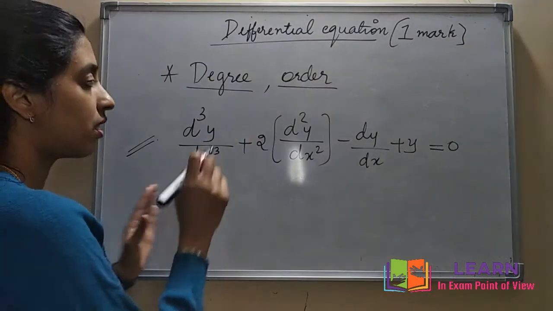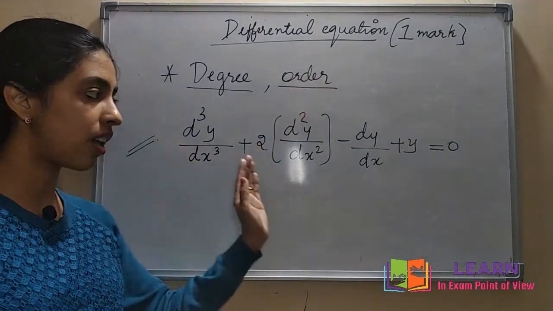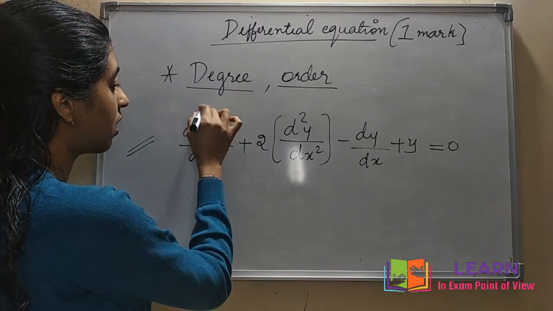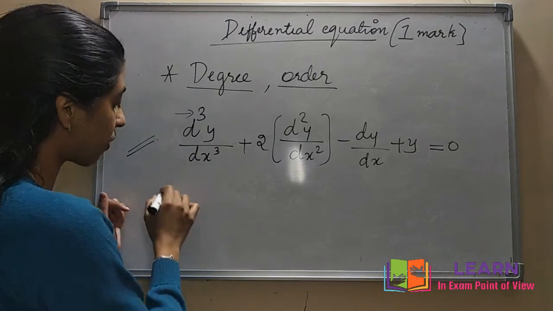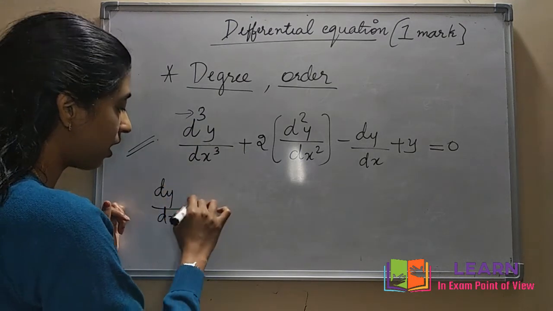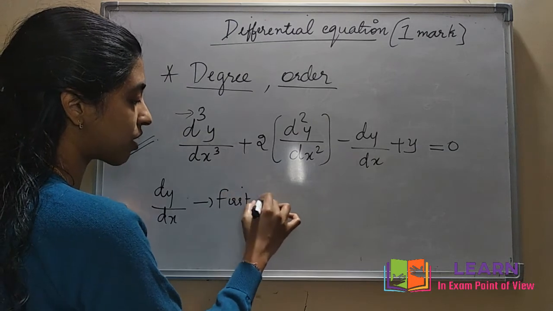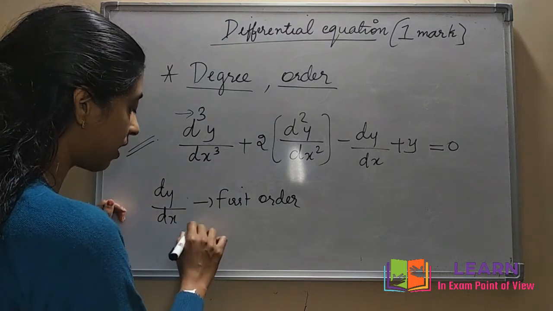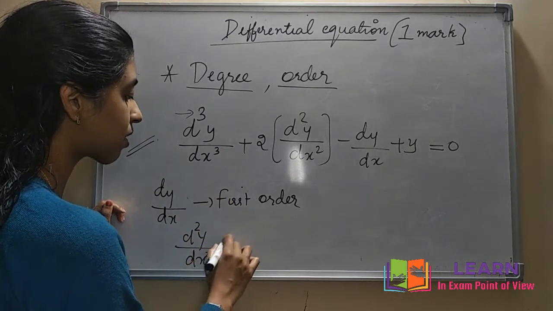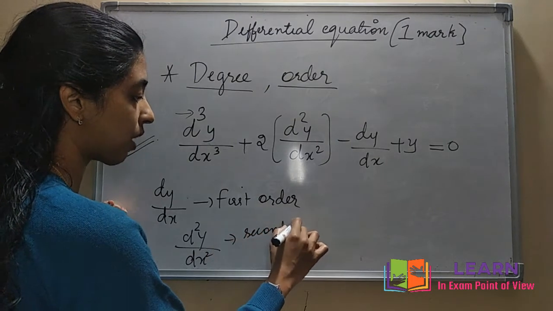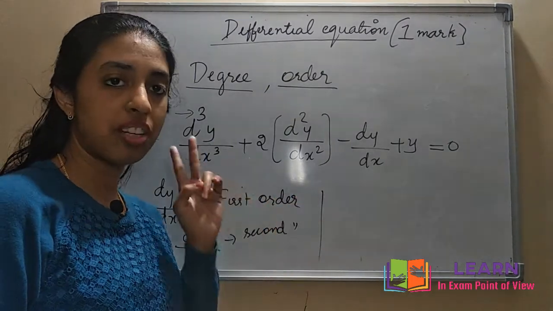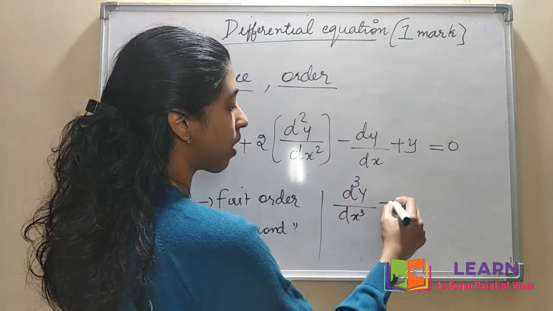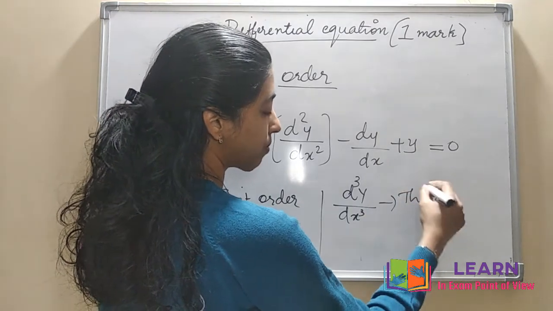Here, order means the highest order derivative in this equation. The highest order derivative here is the third derivative, differentiating 3 times. dy by dx is the first order derivative, which means we differentiate only one time. If it is d square y by dx square, it is called the second order derivative, which means we differentiate 2 times. If it is d cube y by dx cube, it is the third order derivative.